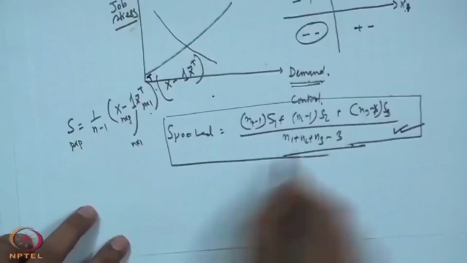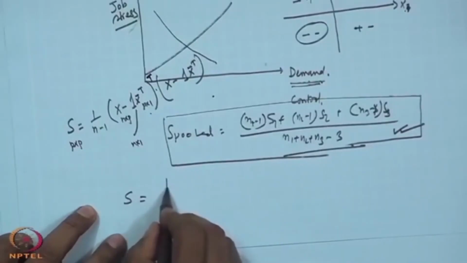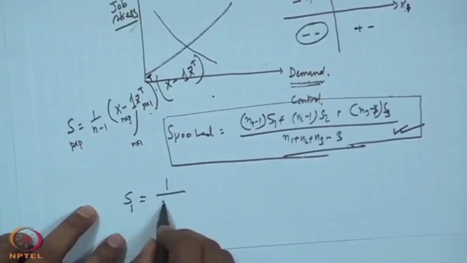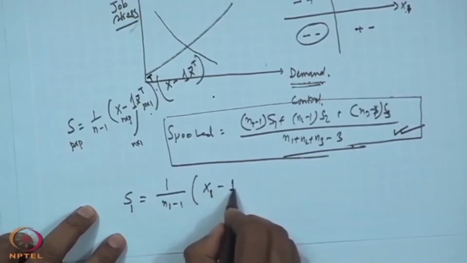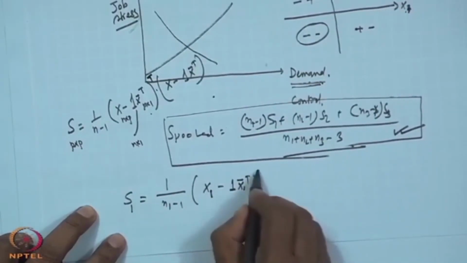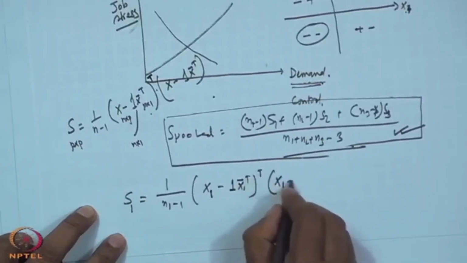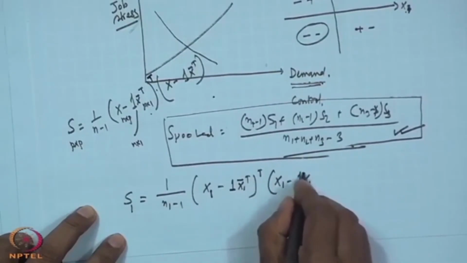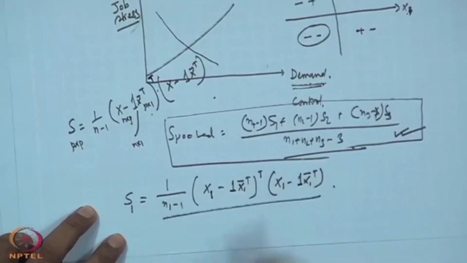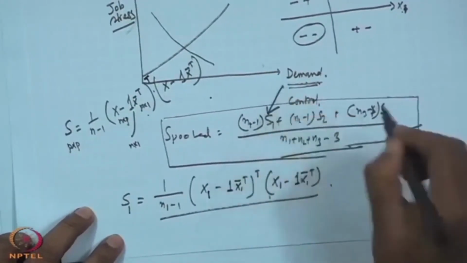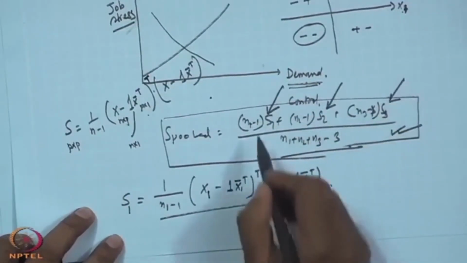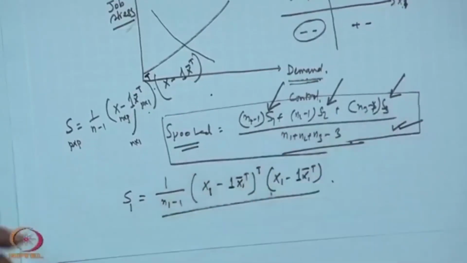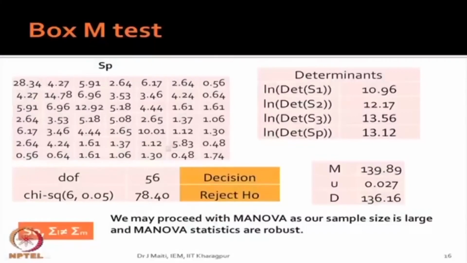Okay. So, I am writing again, for everywhere when you calculate S, suppose you are calculating S1, then you are writing like this, N1 minus 1 x1 minus 1 x1 transpose, x1 minus 1 x1 transpose. This is the case. So, using this you will be getting S1, you will be getting S2, you will be getting S3, and once you know S1, S2, S3, you will be getting S pooled, and this S pooled value is given here. So, it is a 7 cross 7 matrix.